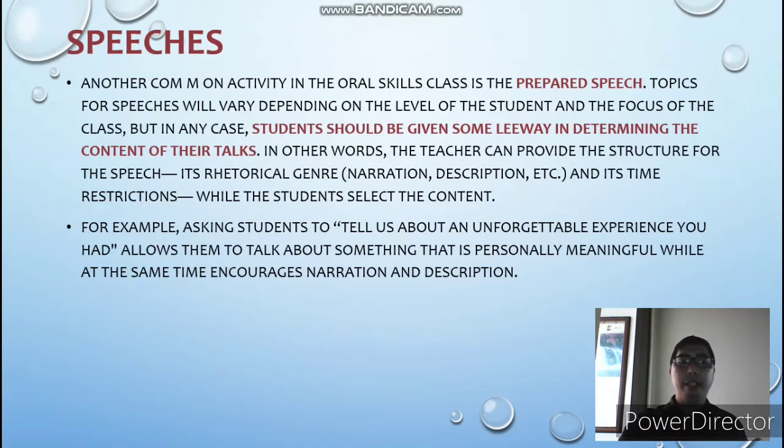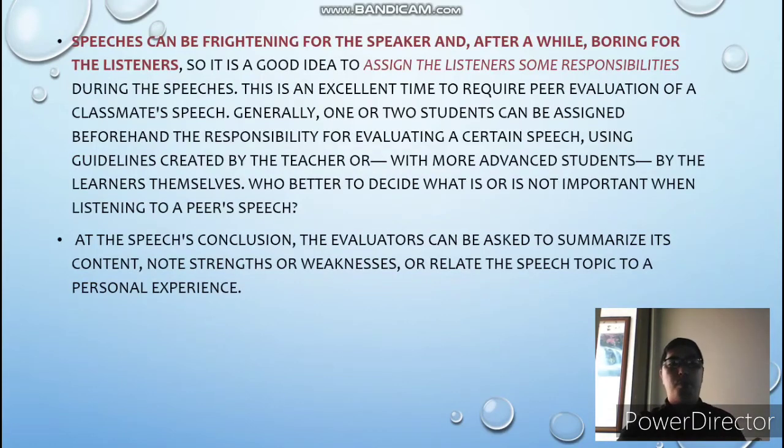For example, asking students to tell us about an unforgettable experience they had. Allows them to talk about something that is personally meaningful. When it's personal, it becomes quite easier for students to express themselves and their ideas, while at the same time it encourages narration and description.